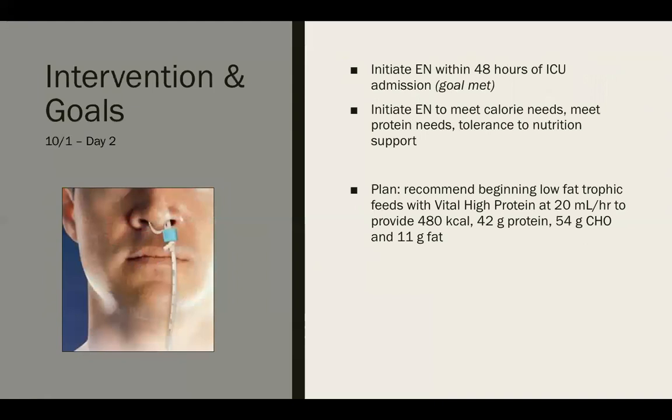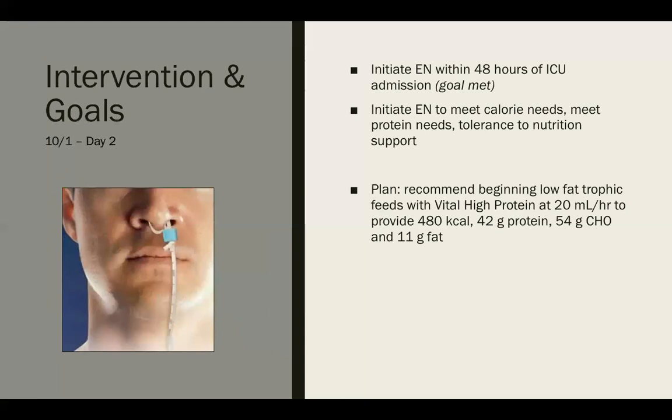All right, then we are going to initiate enteral nutrition within 48 hours of the ICU admission, and this was our first goal. And since we were receiving this consult the second day, within I think even less than 24 hours of her admit, we're going to meet this goal. So we check off that goal is met. We're going to initiate enteral nutrition to meet calorie needs, meet protein needs, and hope that the patient tolerates this nutrition support. And so that's our second goal.